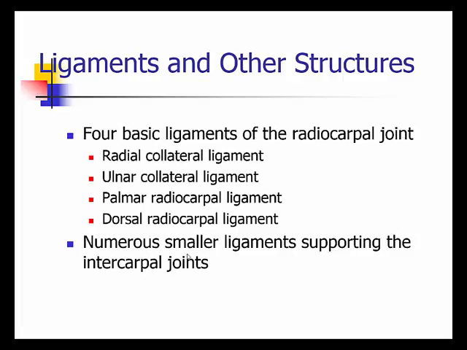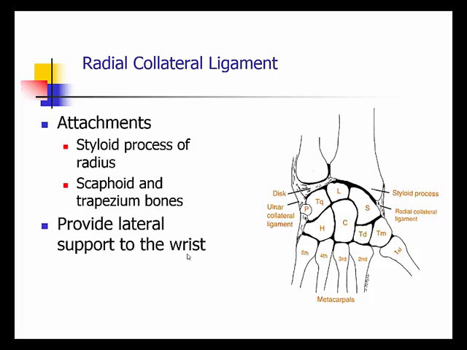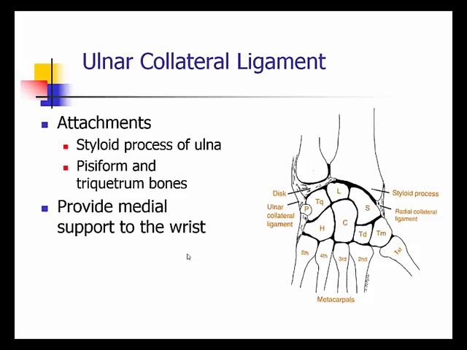Also note that there are other numerous smaller ligaments supporting the intercarpal joints, and we'll talk more about those in the next chapter. So the radial collateral ligament attaches the styloid process of the radius and the scaphoid and trapezium bones, and it provides lateral support to the wrist. The ulnar collateral ligament attaches to the styloid process of the ulna and the pisiform and triquetrum bones, and it provides medial support to the wrist. It also helps to limit radial deviation.